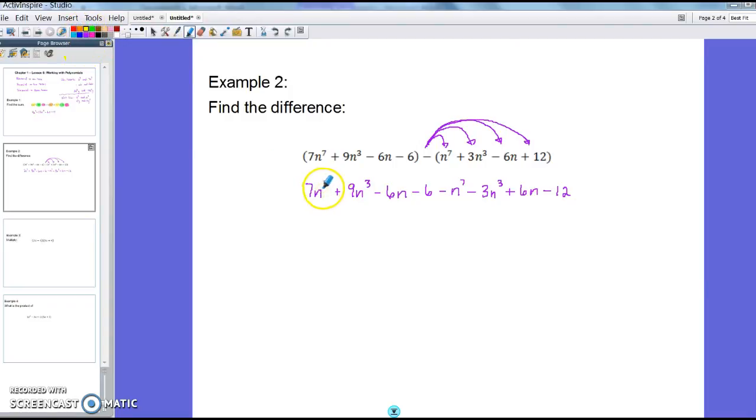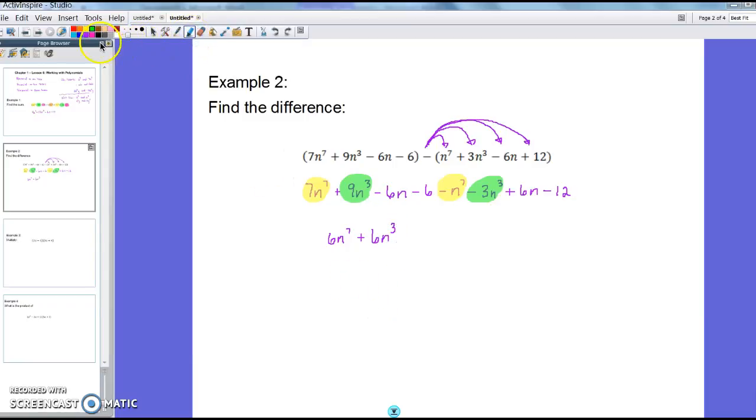So let's start. I've got 7n to the 7th, and then I have this negative n to the 7th. So if I have 7 and I take 1 away, that leaves me with 6n to the 7th. Let's go to the next term. I have 9n cubed, and then I have minus 3n cubed. So I have 9, I take away 3, that leaves me with 6n cubed.